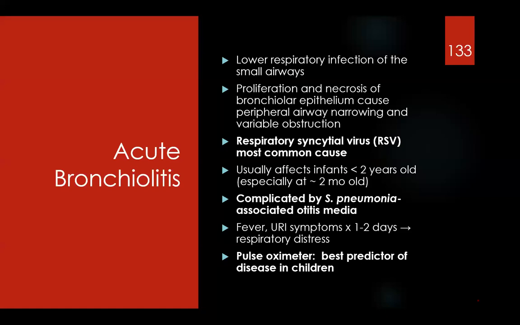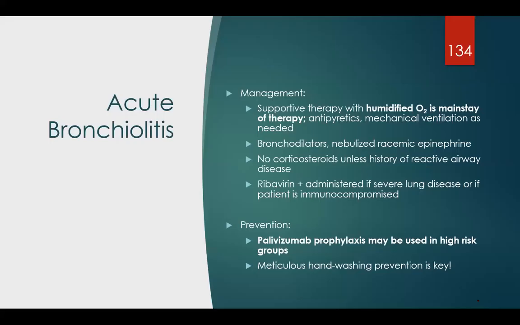Bronchiolitis, RSV, usually affects infants below the age of 2, complicated by secondary infection with strep pneumo and associated otitis media. Symptoms include fever, URI, and respiratory distress. Your pulse ox is the best predictor of disease in children, as that's going to be decreased. Management, humidified oxygen is the mainstay of therapy.